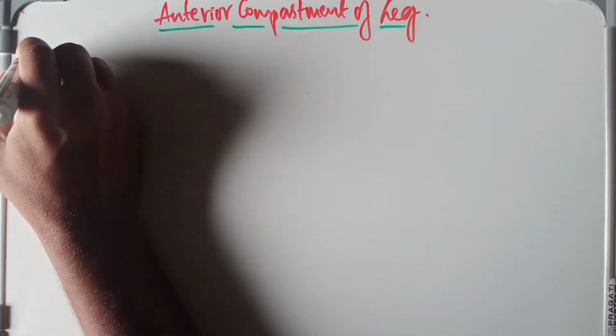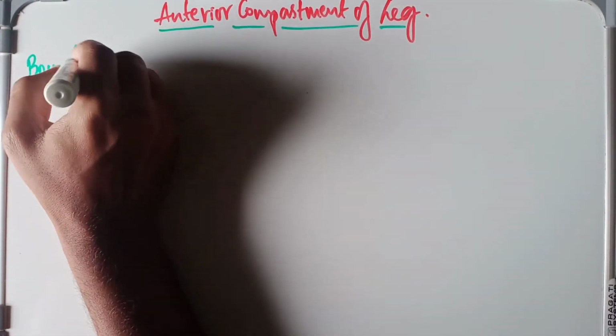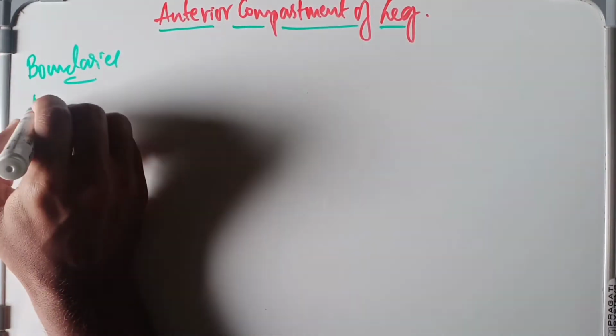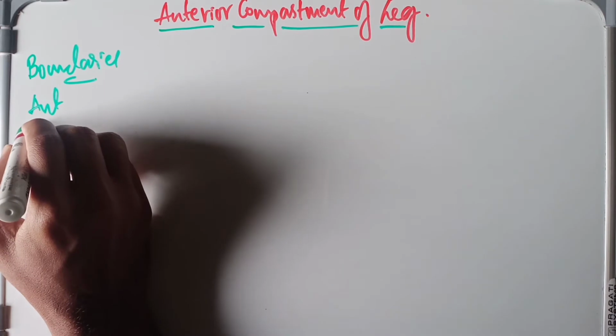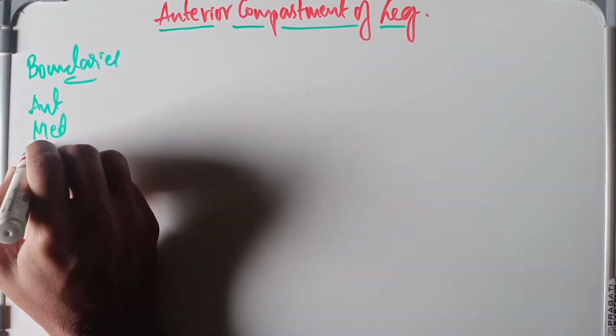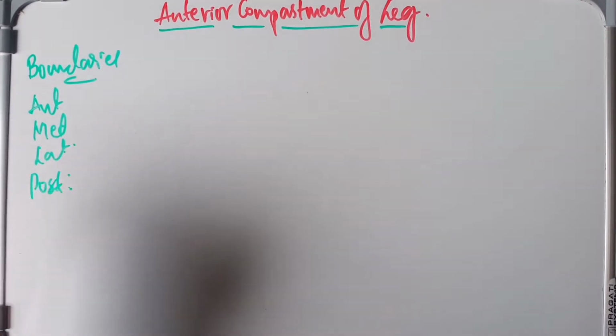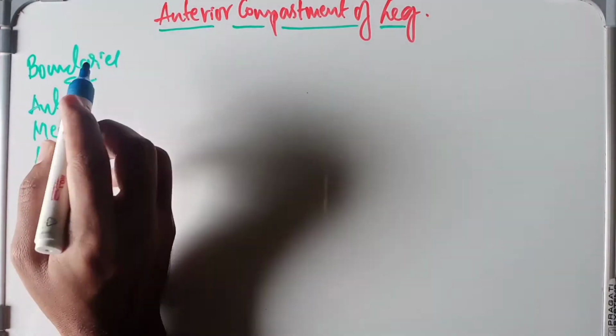So when it comes to the boundaries of the anterior compartment of the leg, we have the anterior boundary, the medial boundary, the lateral boundary, as well as the posterior boundary. So what are the different structures that make up these boundaries?